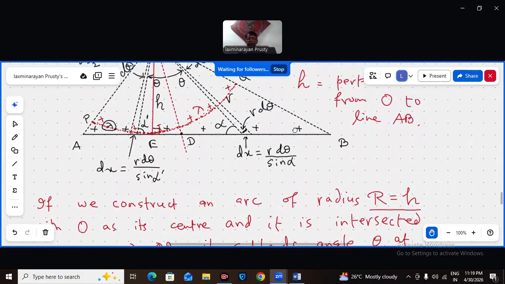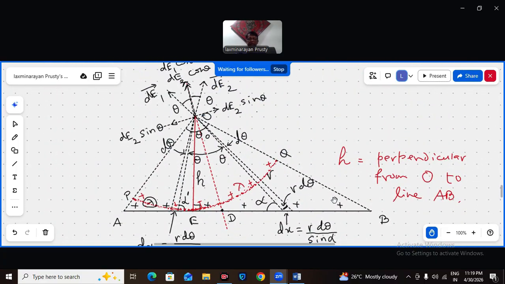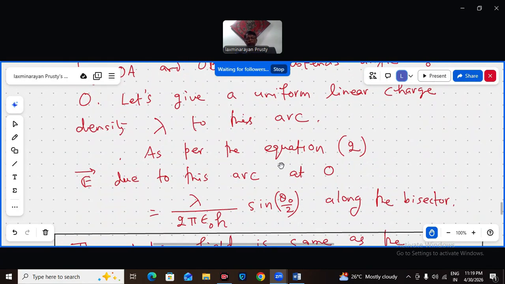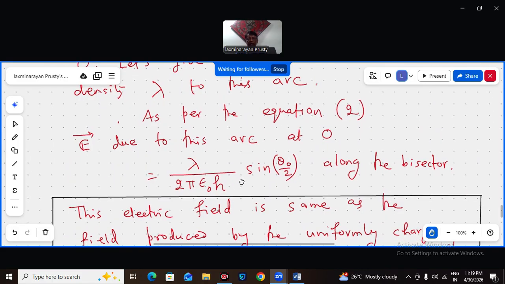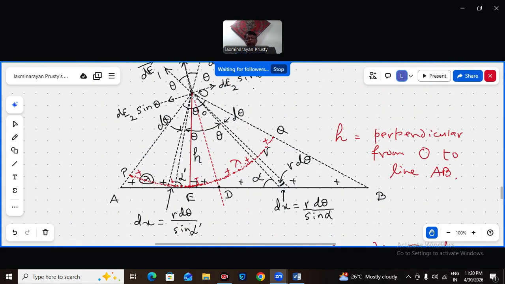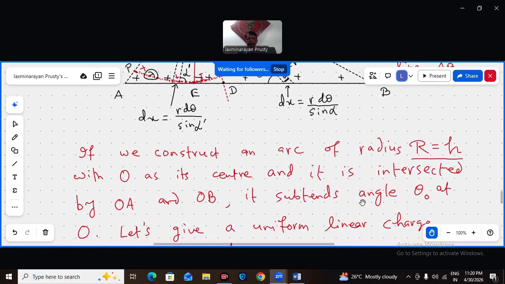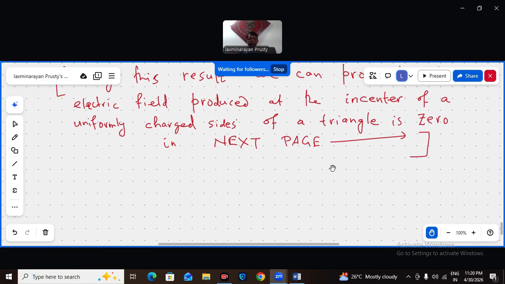Did you understand this? The field produced by this line charge and this arc having the same lambda will be along the bisector of the angle and of the same magnitude also. The magnitude is lambda by 2 pi epsilon 0 h. H is the perpendicular distance from O to the line, but that is also the radius of the arc constructed here with O at the center. Remember that both the lambdas are the same. Okay, let's go to the next page.